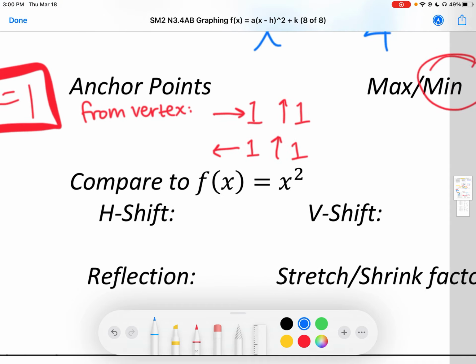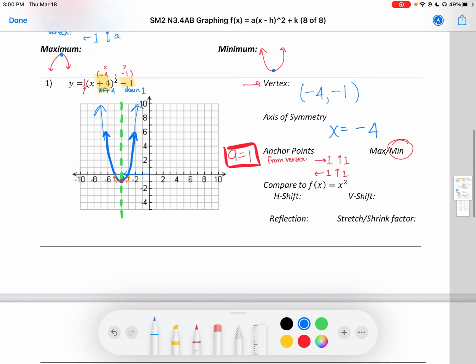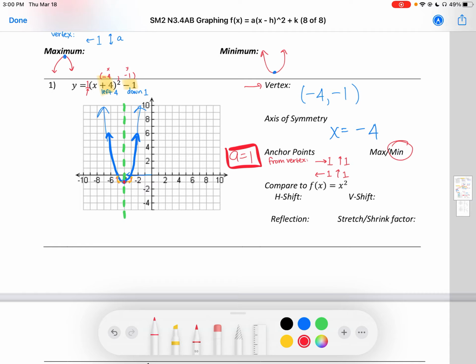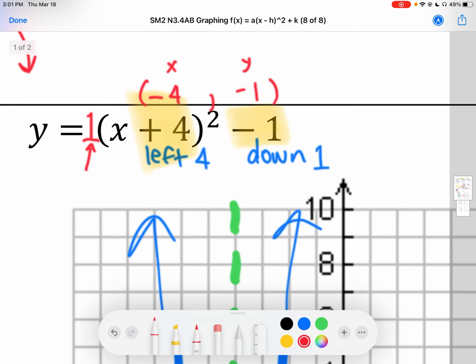Now let's compare it to our parent function. Is there a horizontal shift? Have we moved left or right? Yes. We moved left 4.